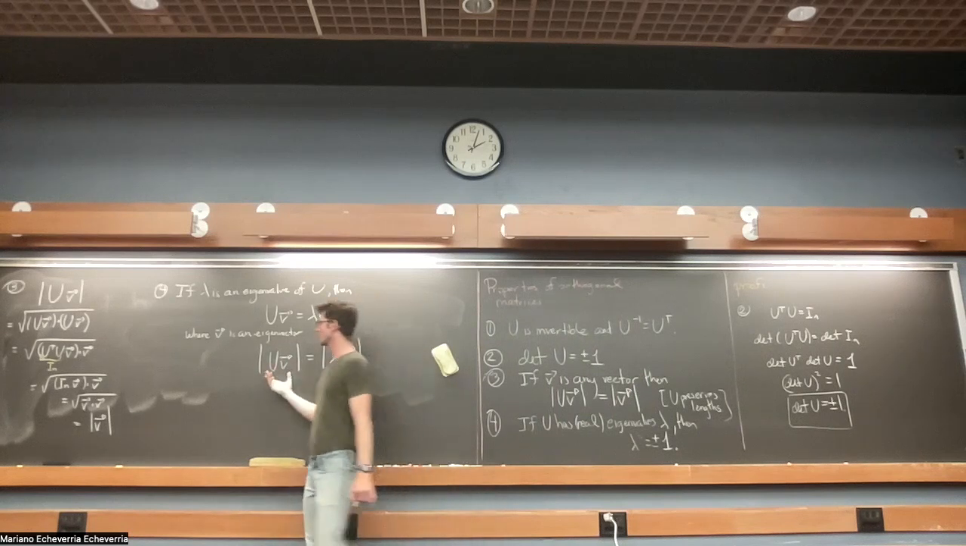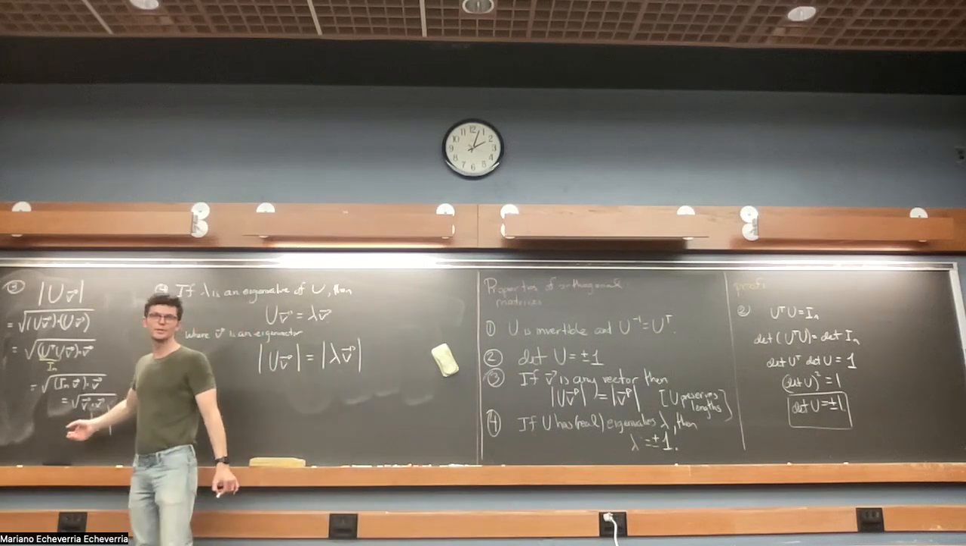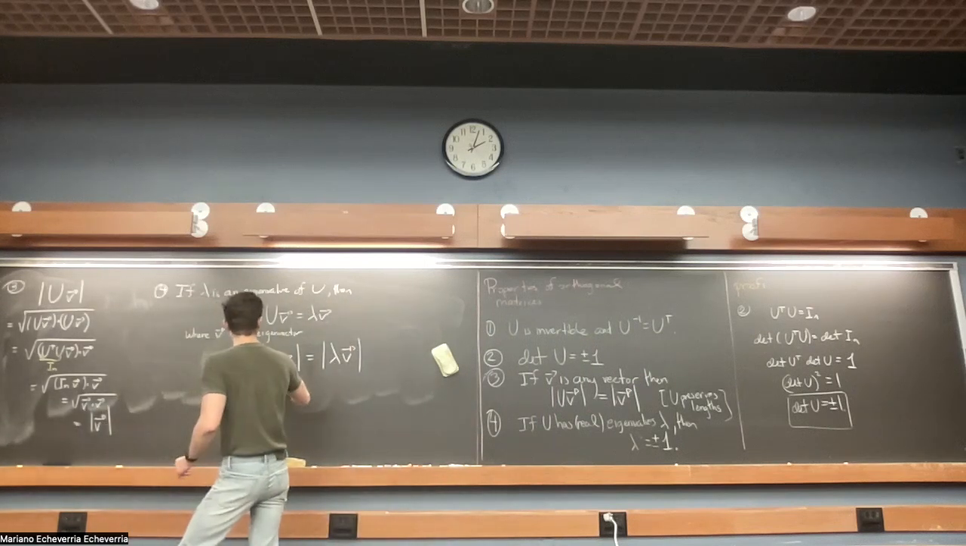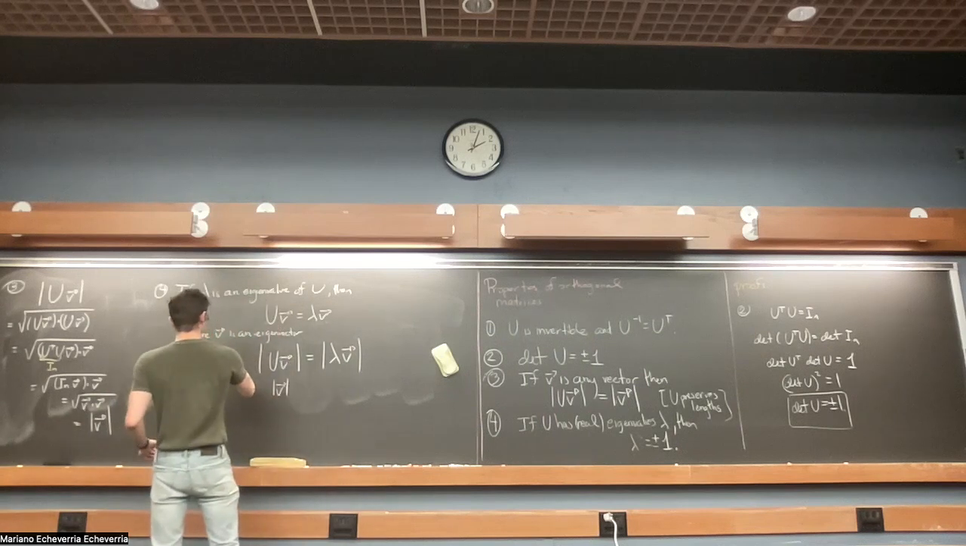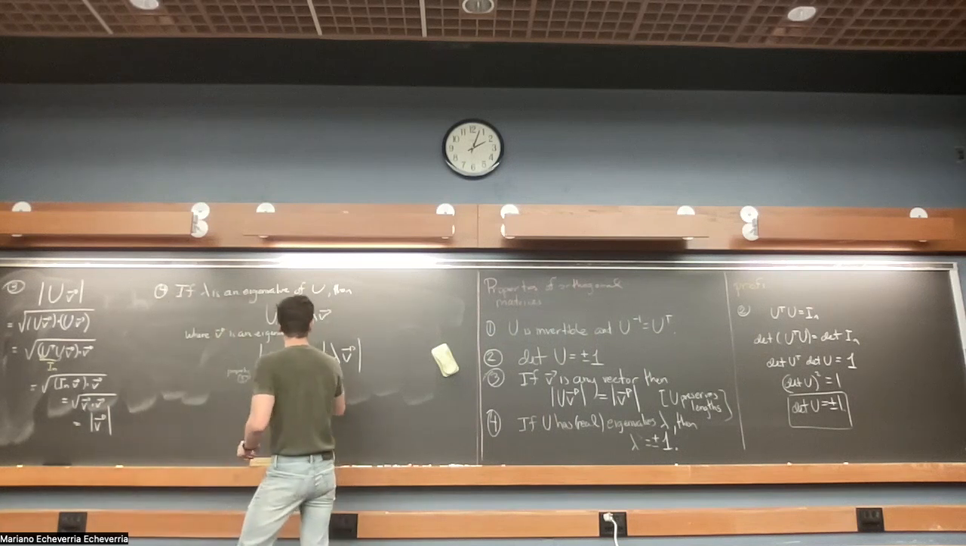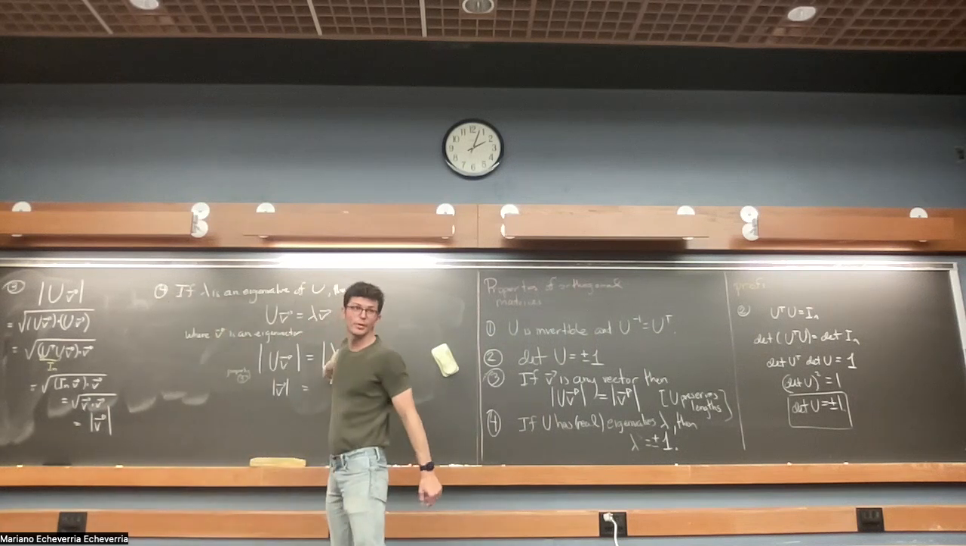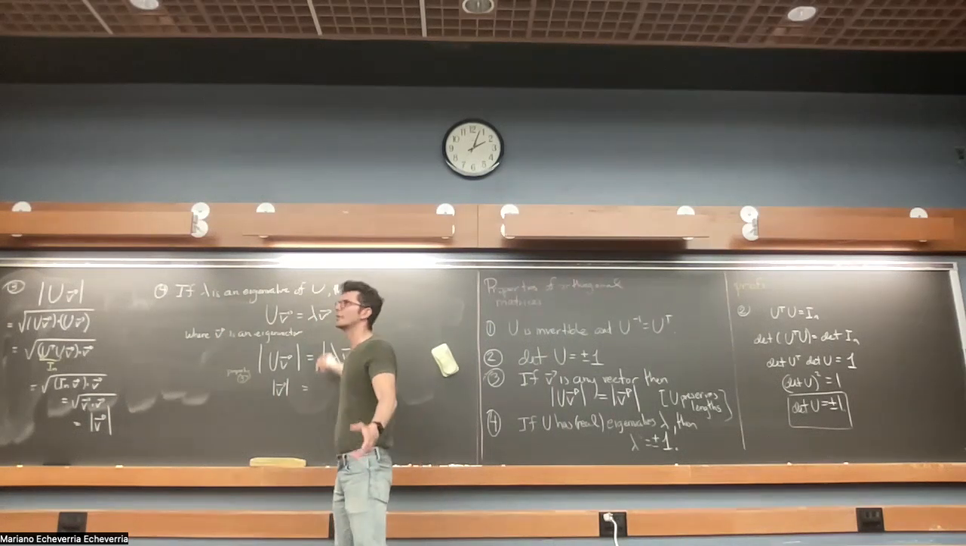Yes, this is just the length of V, right? That's precisely what we did in property 3. So this gives you the length of V, right? So this is property 3. And this is a number, a real constant, a real number.